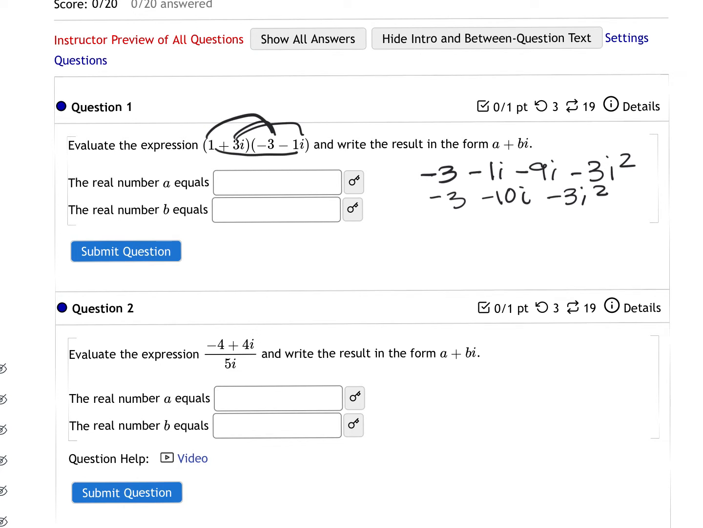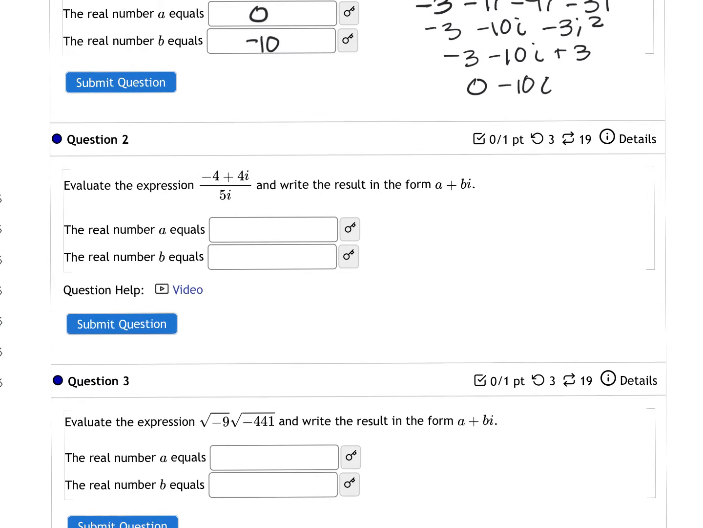We recognize that negative i squared is negative 1, or i squared is negative 1, so this becomes this. Collect like terms again. a equals 0, b equals negative 10. So that's how that one should be done.